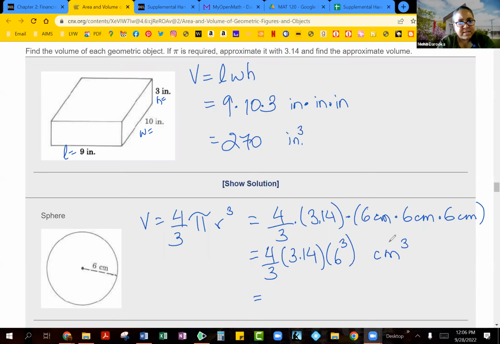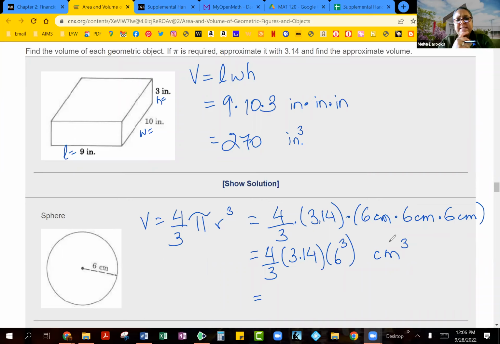Okay, Sarah, I see your answer. Amanda, I see yours. Okay, Sabrina, now you did have a different answer from your classmates, so let me check. I haven't multiplied this. So 4/3 being multiplied with 3.14 and then multiplied with 6 to the third power. Oh, okay, Sabrina, okay.